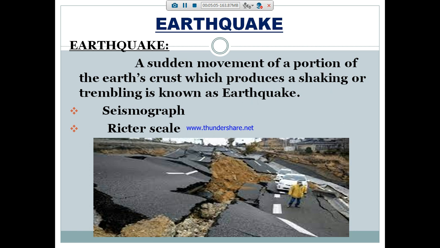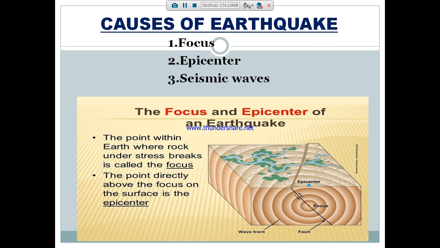What is meant by seismograph? The earthquake waves are recorded by an instrument known as the seismograph. The magnitude of an earthquake is measured by the Richter scale. Can you see the difference? Waves are recorded by the instrument called the seismograph, and the magnitude of an earthquake is measured by the Richter scale. Causes of the earthquake, already we have seen that.